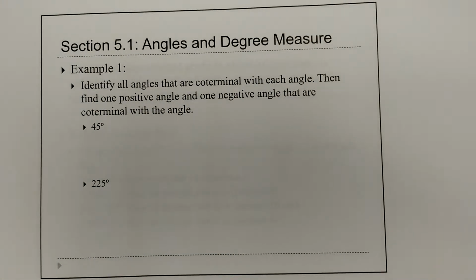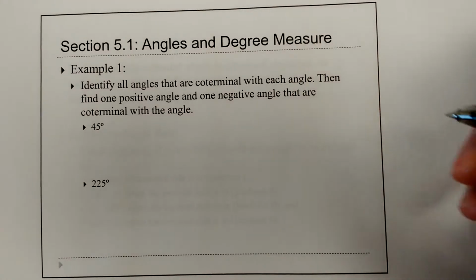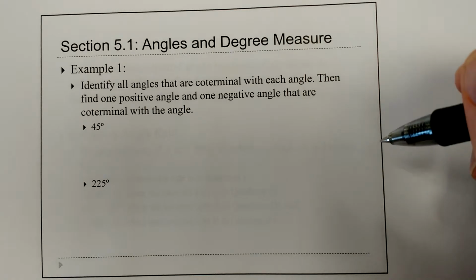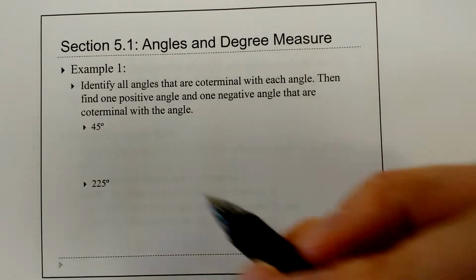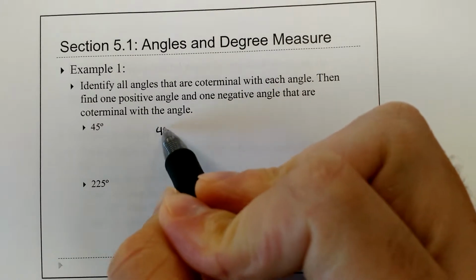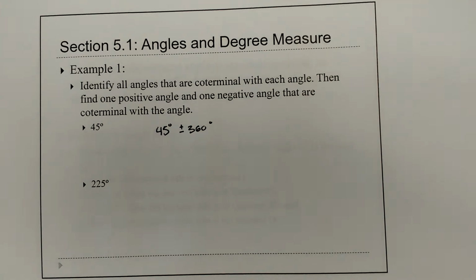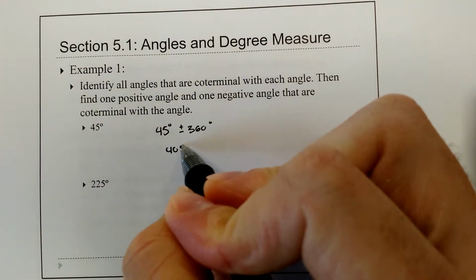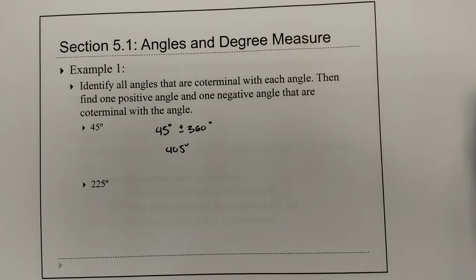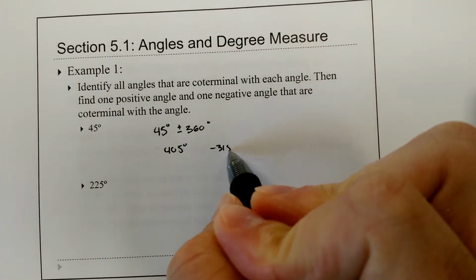So, example 1, identify all angles that are coterminal with each angle, then find one positive angle and one negative angle that are coterminal. So now, coterminal means the angles have to end in the same place. If that happens, that means they differ by a full rotation. And in degrees, a full rotation is 360 degrees. So all the coterminal angles would be 45 degrees plus or minus 360 degrees. So that's all the coterminal angles. So one that's positive, well, I'll just take 45 and add 360. So one of them is 405 degrees, and take the 45 minus the 360. There's another one at negative 315 degrees.